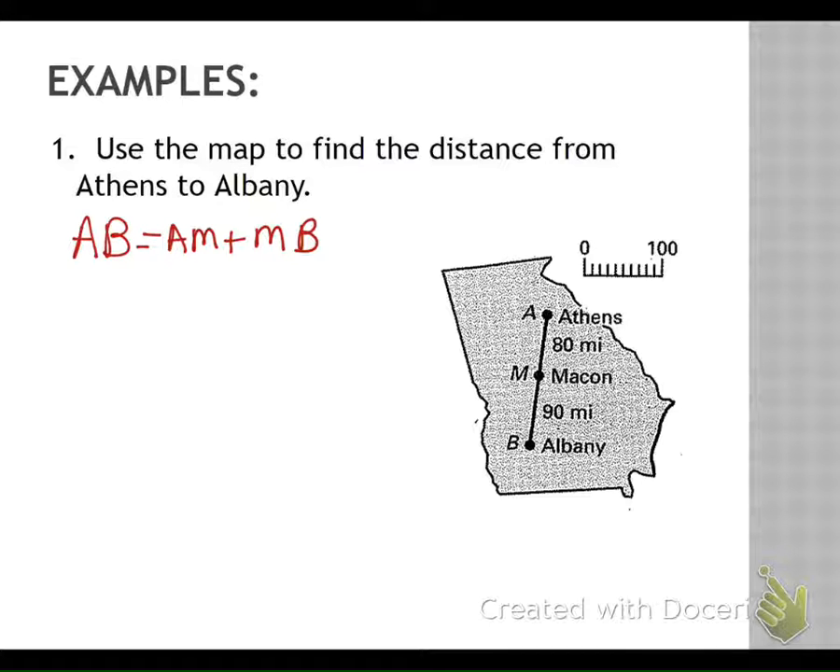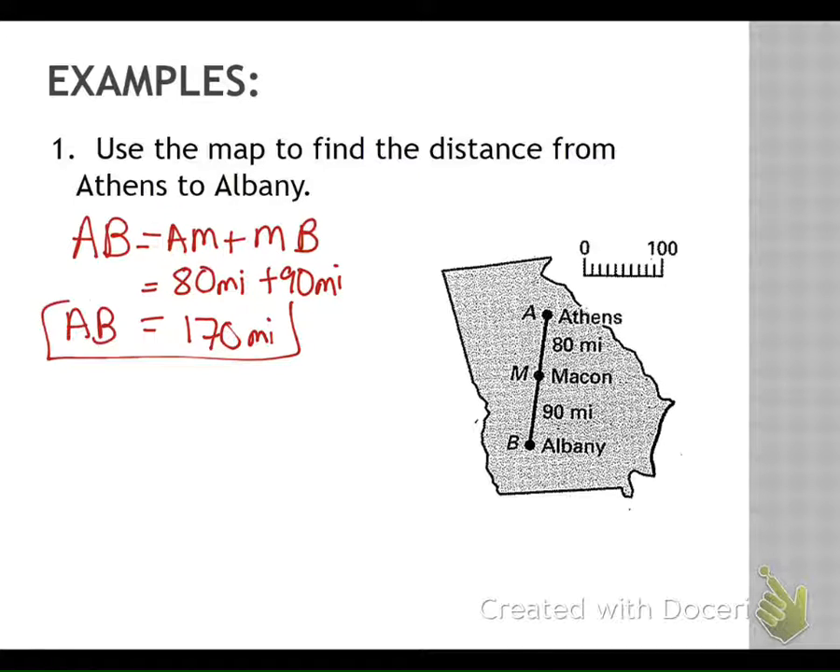So our first part from Athens to Macon, we have 80. Okay, what is it from Macon to Albany? It's 90. If we add those together, what's our total going to be? Yep, 170 miles. So we end up with that being a total of 170 miles, but we always set it up in that same fashion.